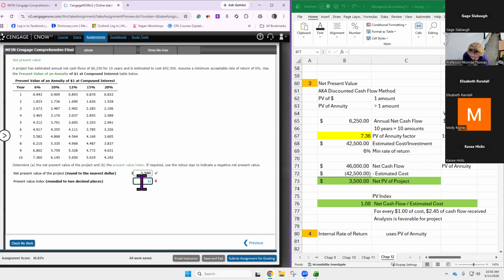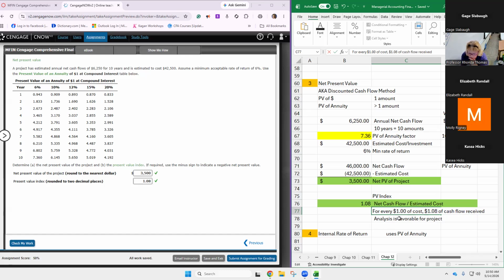1.08. And you say, what does that mean? Well, for every dollar of cost, which isn't as good as the last one I did, the last one was $2.45, $1.08 of cash flow is received. For every dollar of cost, which is down here, there is $1.08 of cash flow received. So the analysis is favorable for the project.